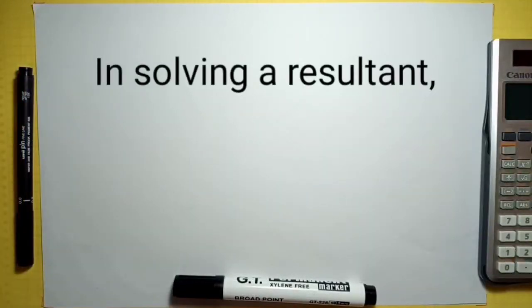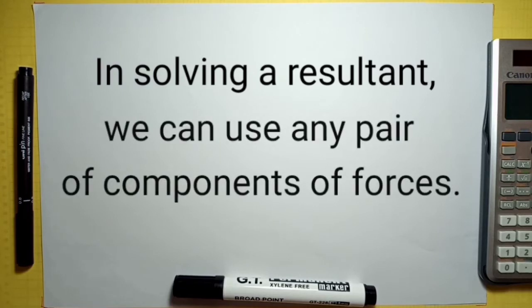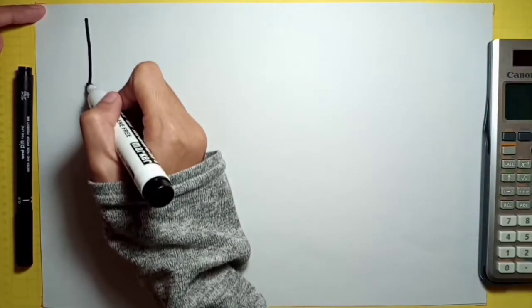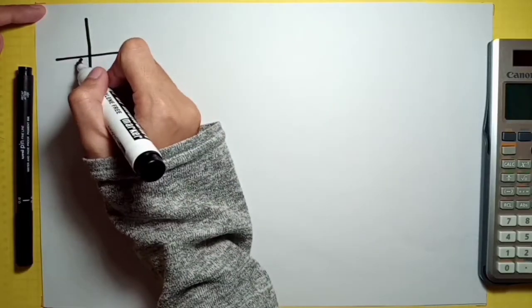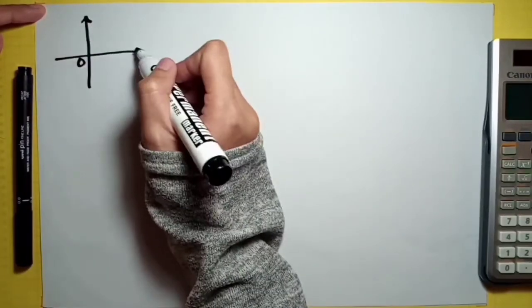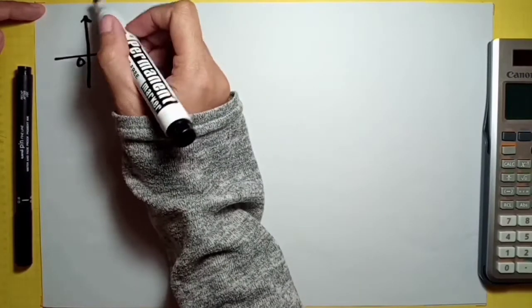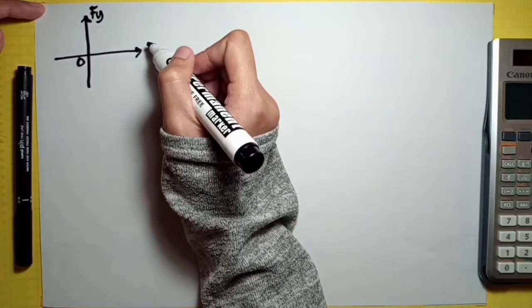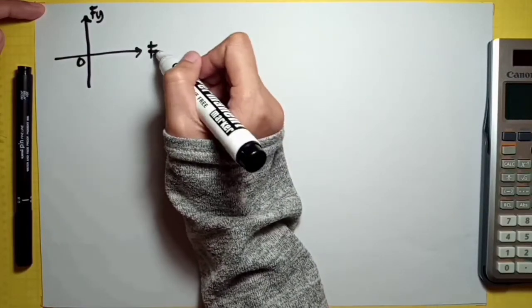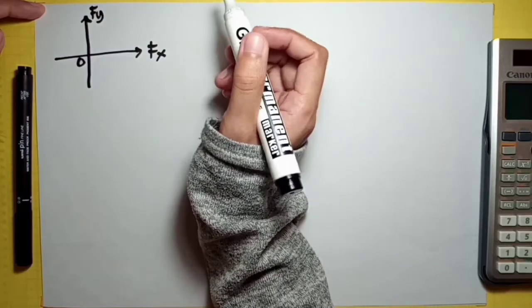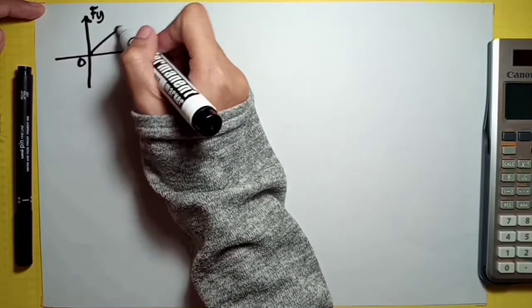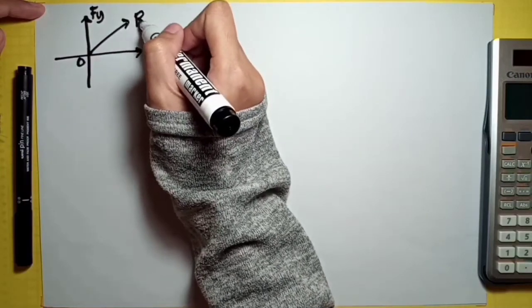Masosolve natin ang resultant gamit ang anumang pair ng components of forces. So, ano nga ba ang components of forces? For example, in this diagram, point O, ito ang tinatawag na force Y, and then ito ang tinatawag na force X or F sub X. Yan ang tinatawag na components. At ang resultant nito ay ito, R.